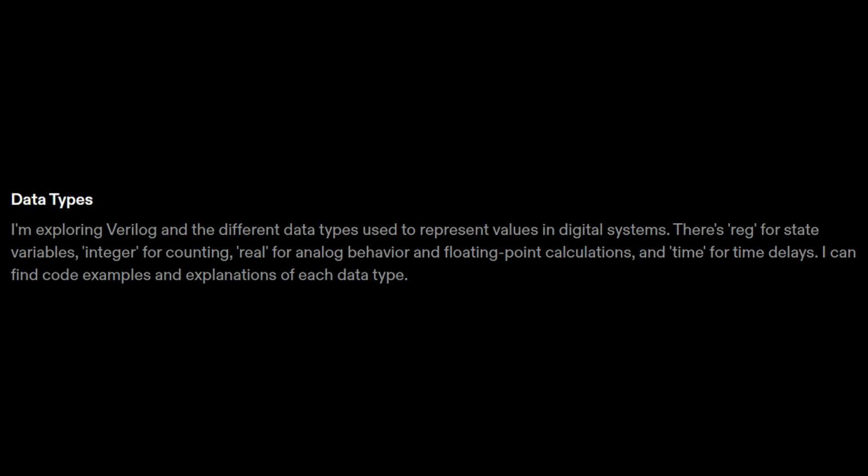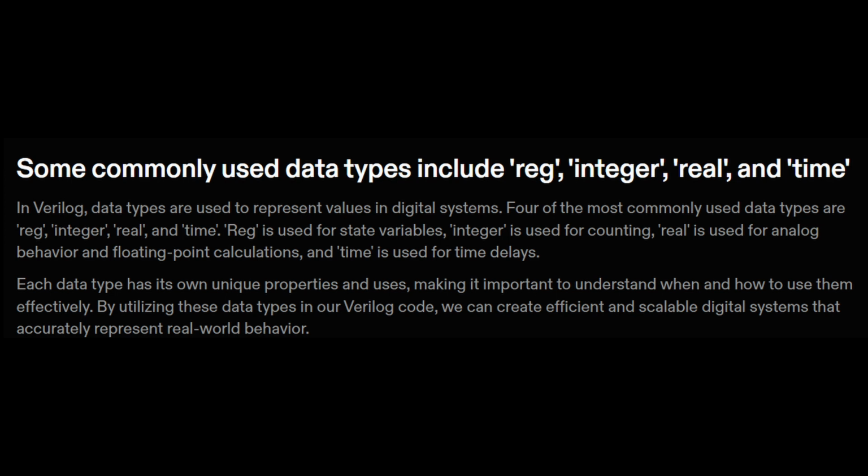Now, let's move on to declaring and using variables in Verilog. Verilog provides various data types to represent different kinds of values in a digital system. Some commonly used data types include reg, integer, real, and time. The reg data type represents a single bit or multi-bit register that can store sequential data. It's often used for state variables or holding intermediate values.